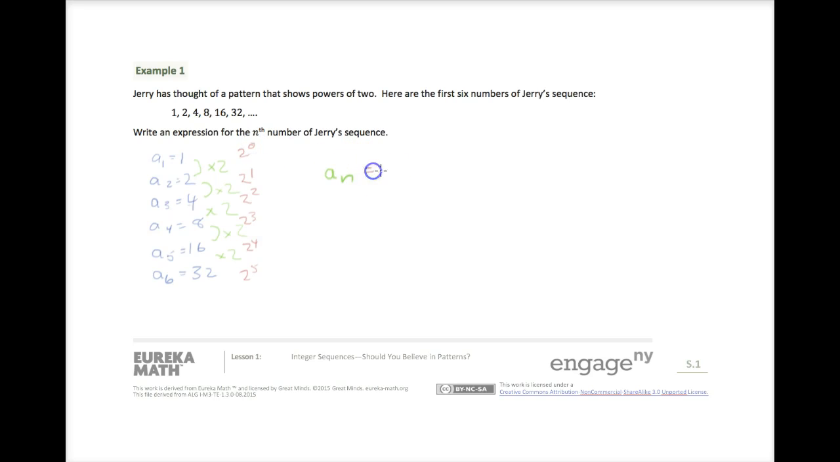So if we want to know what the nth term is, we're going to have to say 2 to the, and if you notice, the exponent is always 1 less than the position number we saw here. So we're going to say 2 to the n minus 1. If you think about it, let's try it with A sub 4. What does A sub 4 equal? A sub 4 would be 2 to the 4 minus 1. And 2 to the 4 minus 1, that's 2 to the 3rd, which is 2 times 2 times 2, which is 8. And voila, that is exactly what we were looking for.